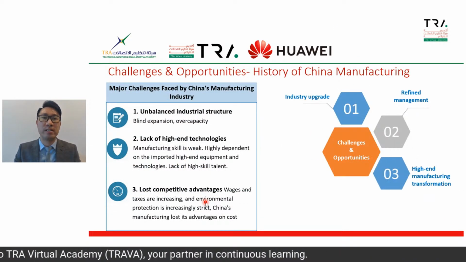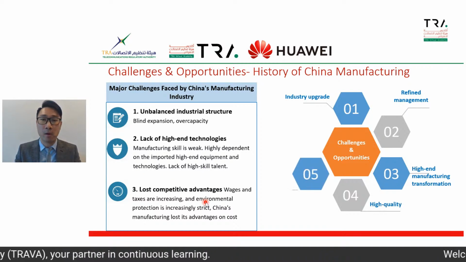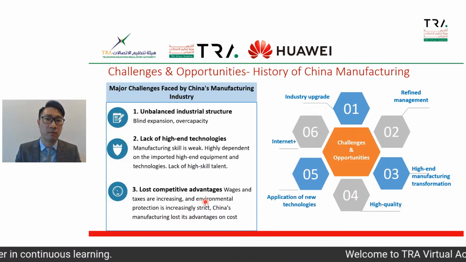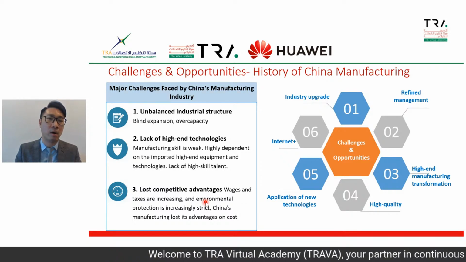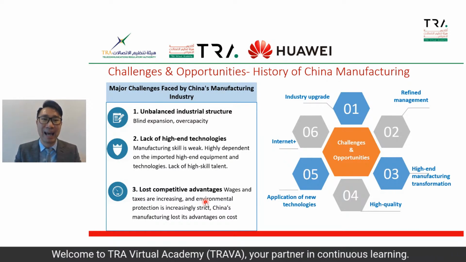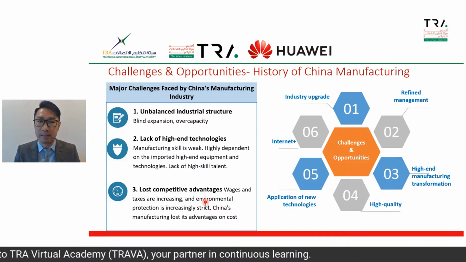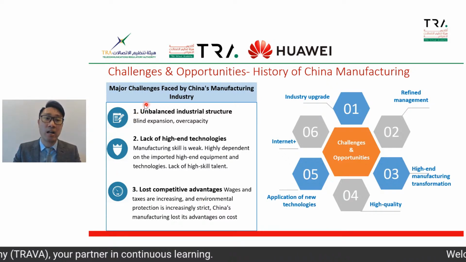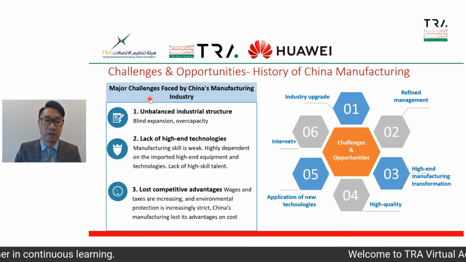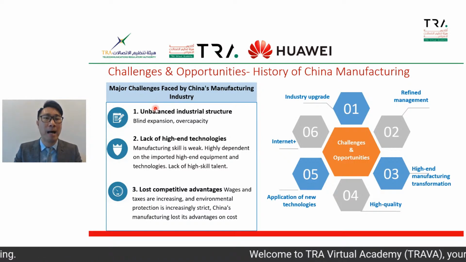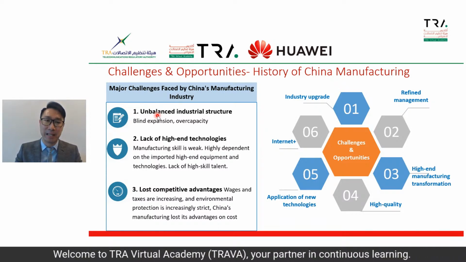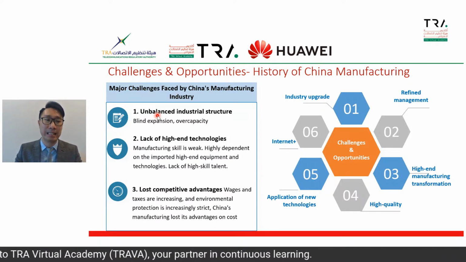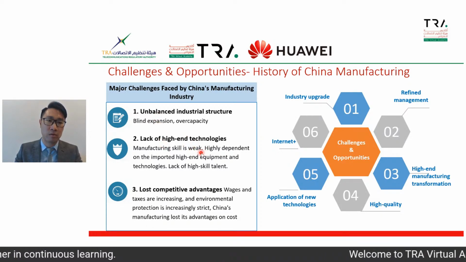And currently, if we see from the China point of view, China is famous for manufacturing also, but their manufacturing is not up to those high-end level. And what is the problem they're facing? Currently, the challenges facing the China manufacturing industry is unbalanced industrial structure. So they have the blind expansion and the overcapacity issue, and their lack of high-end technology.